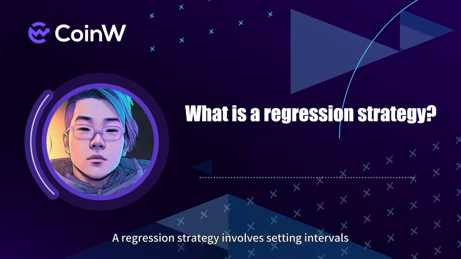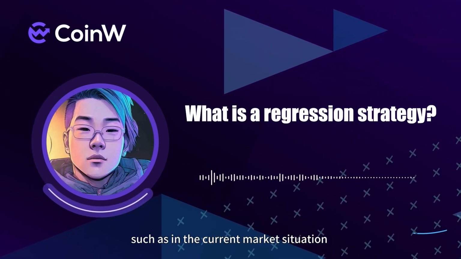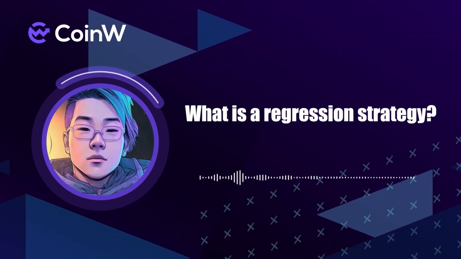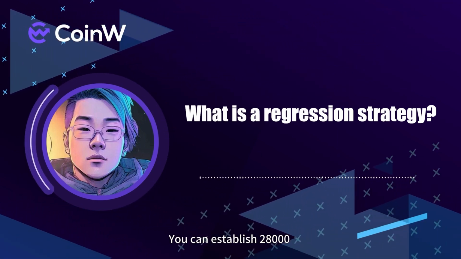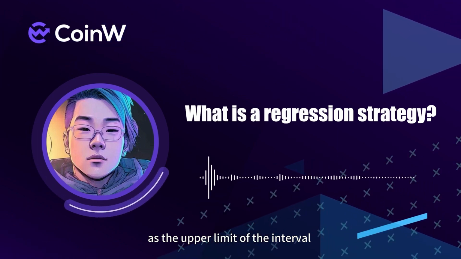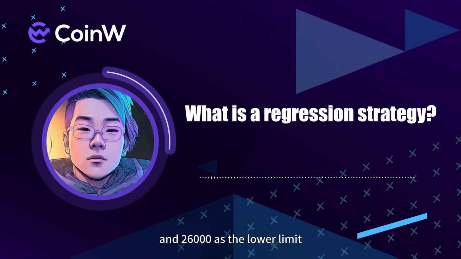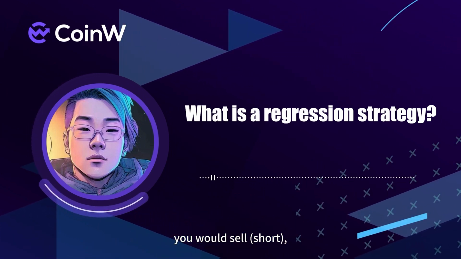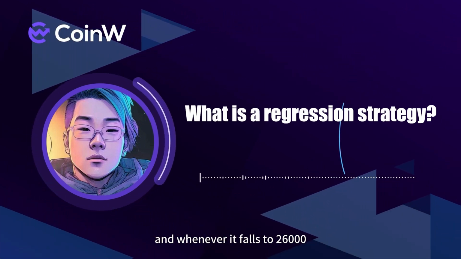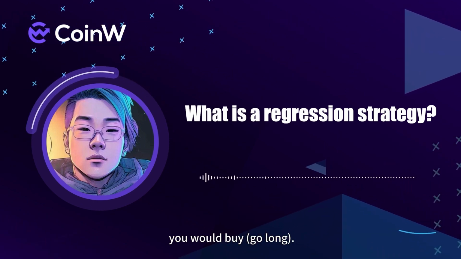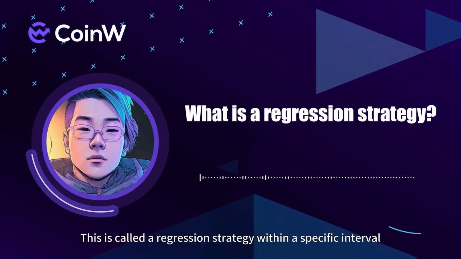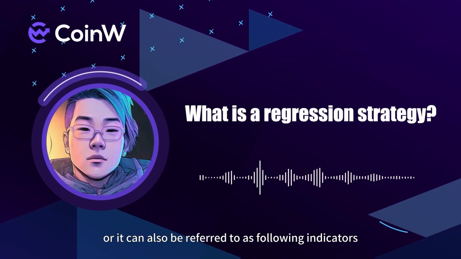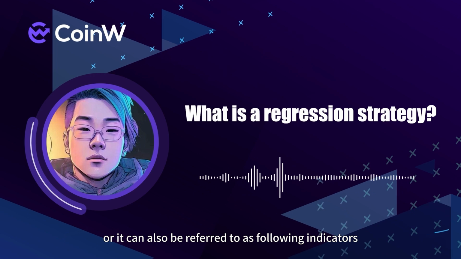A regression strategy involves setting intervals, such as in the current market situation where Bitcoin is experiencing a volatile trend. You can establish 28,000 as the upper limit of the interval and 26,000 as the lower limit. Whenever the price rebounds to 28,000, you would sell, short, and whenever it falls to 26,000, you would buy, go long. This is called a regression strategy within a specific interval. Or it can also be referred to as following indicators.